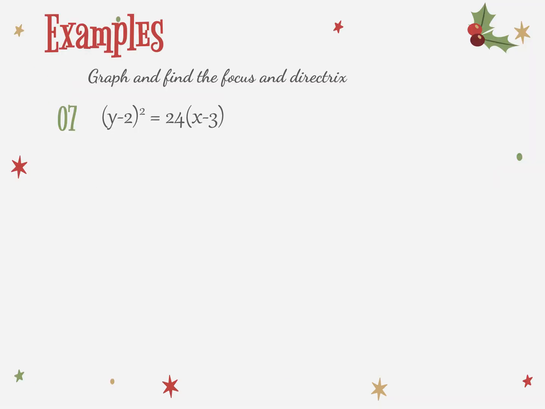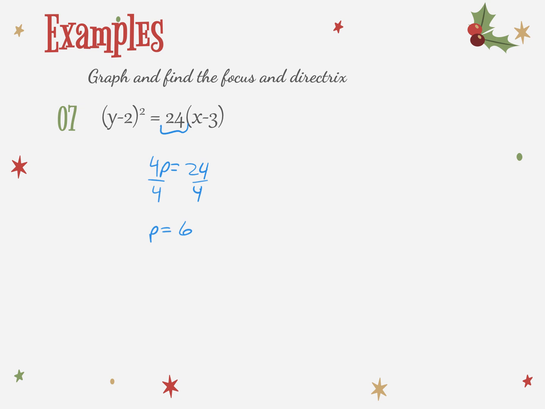All right, now this is a parabola in standard form. You can tell because the squared variable is by itself. On the other side of the equation, we have a 24 as our coefficient. So I'm going to set this 24 equal to 4p to get our p-value. All right, divide both sides by 4, and we get p equals 6.